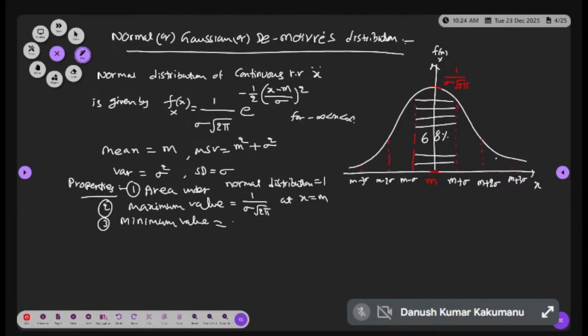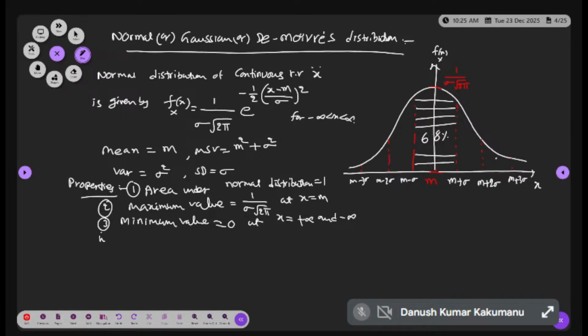minimum value is 0 at x is equal to plus infinity and minus infinity. As x goes to plus infinity and minus infinity, what happens here? The graph touches the x-axis at infinity, on both sides. Where is the minimum value 0? Minimum value is 0 at x is equal to plus infinity and minus infinity. That is also very important.